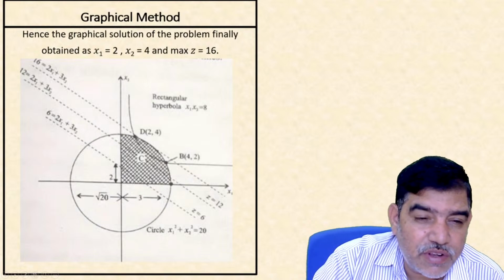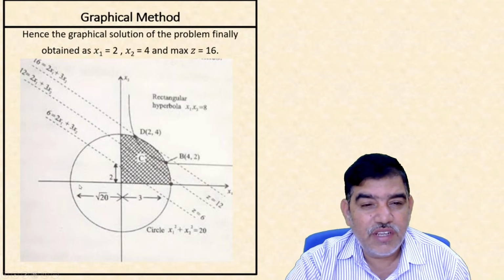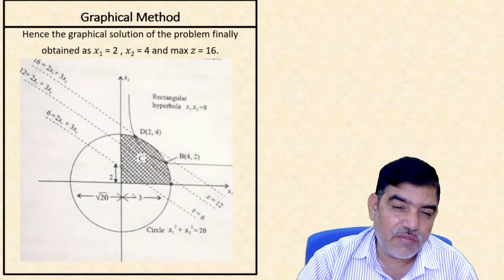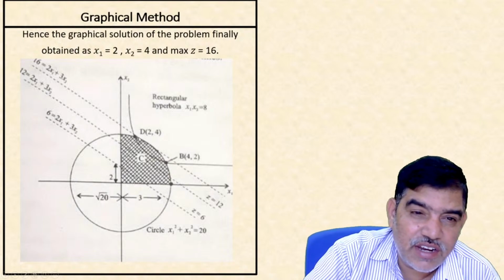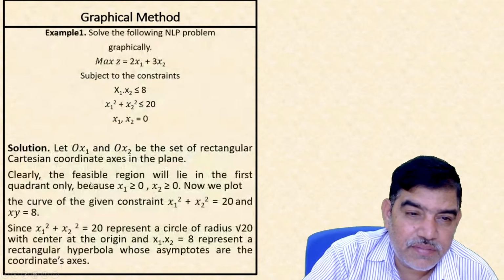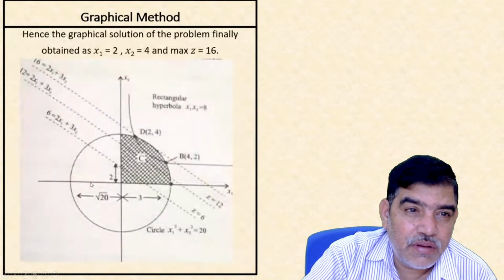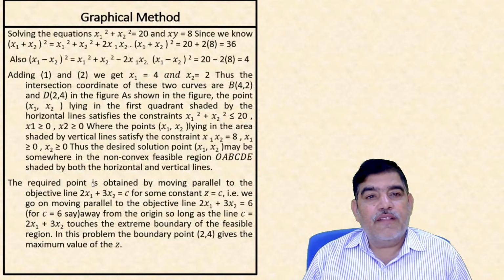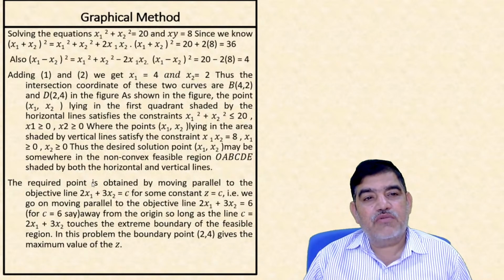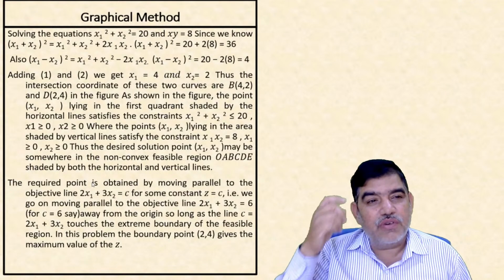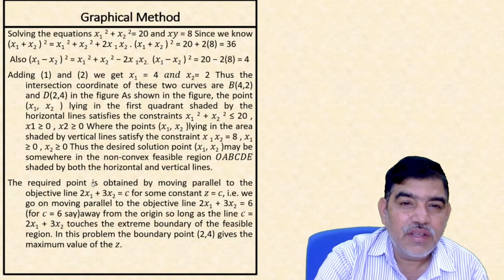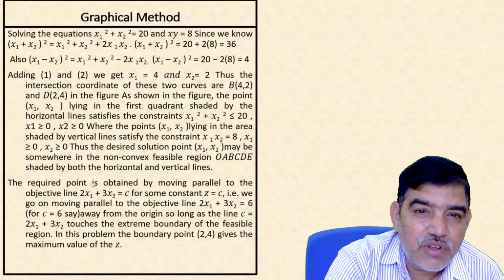This is the circle, x square plus y square is 20. You have to find the radius and draw the straight line. Draw the curve. Then draw the other points as per the constants and find the 2 points here. Then solving the equations x1 square plus x2 square equal to 20 and x1x2 equal to 8, we know x1 plus x2 whole square equal to 36 and x1 minus x2 whole square equal to 4.